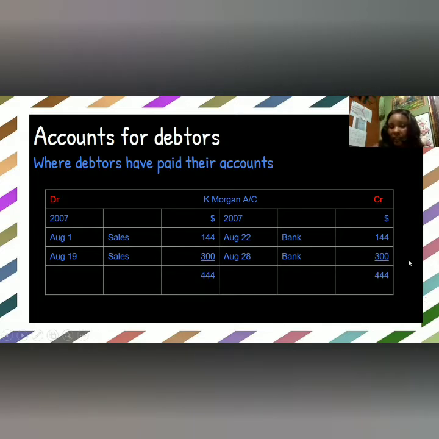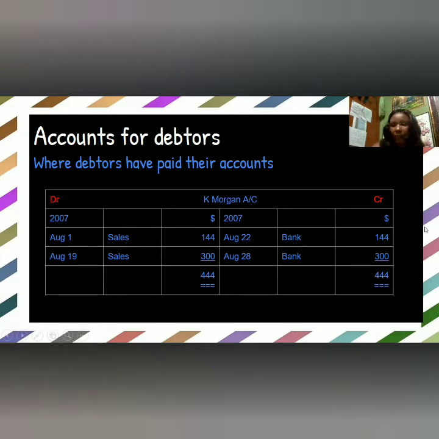It's not done right here. There's one more step. The other step is to add a double line under the 444 to show that we have balanced off the account. So here we go. The double line is there to show that we have balanced off the account and there is no balance on the account. So this is where debtors have paid their accounts.